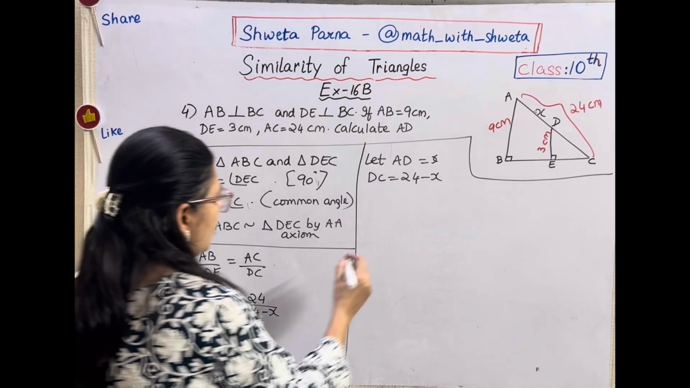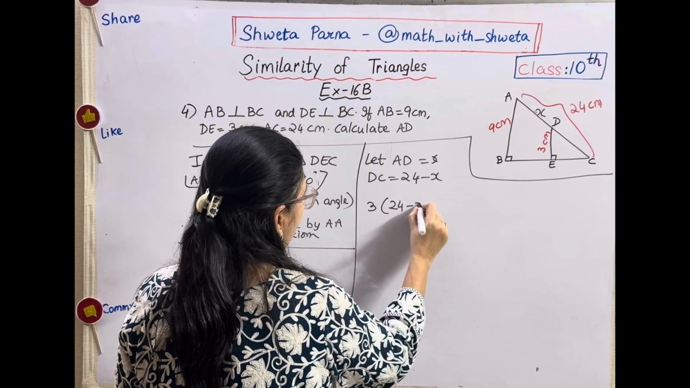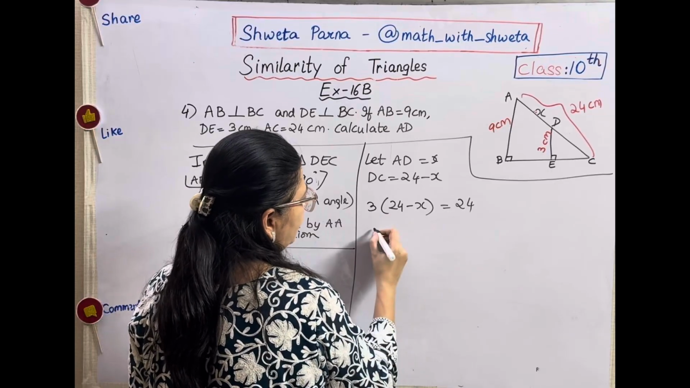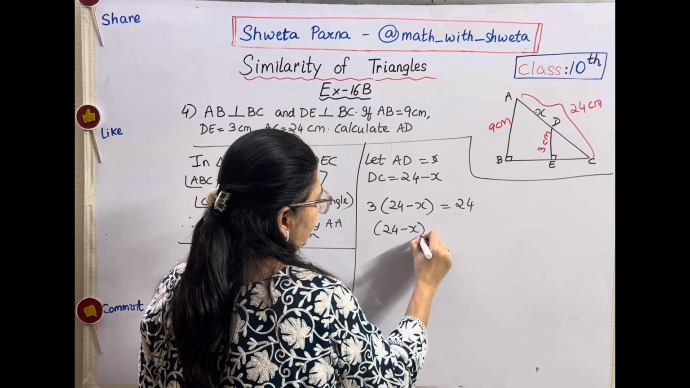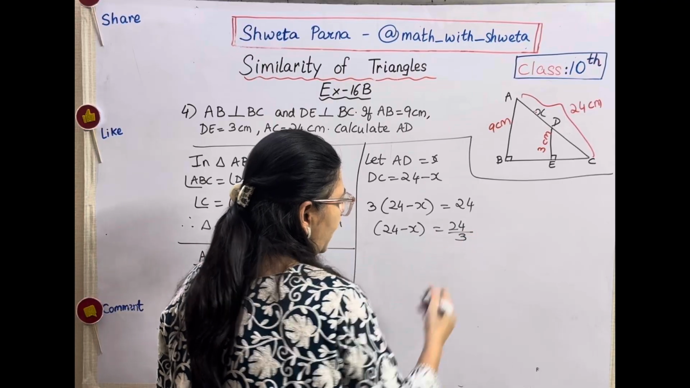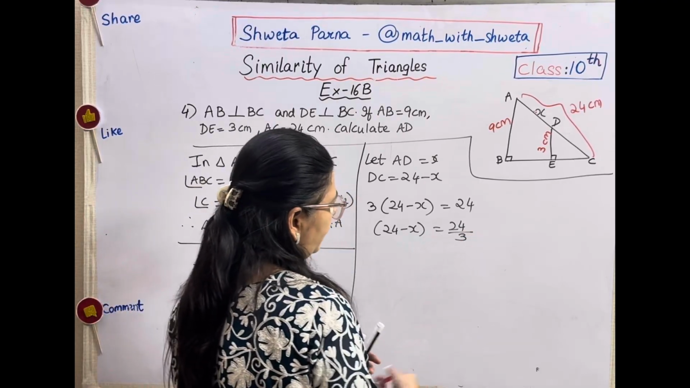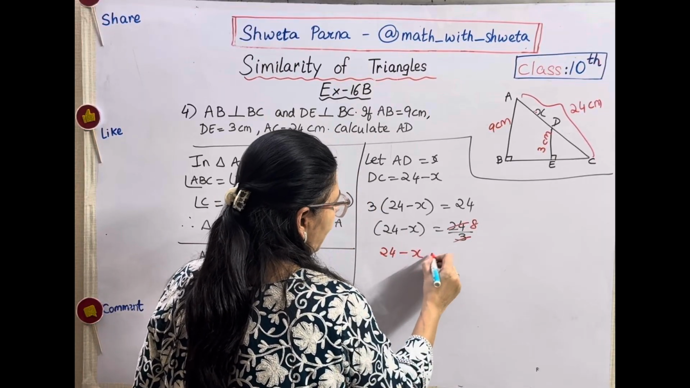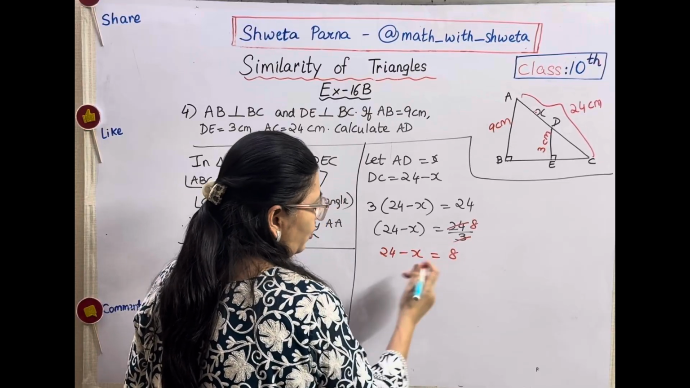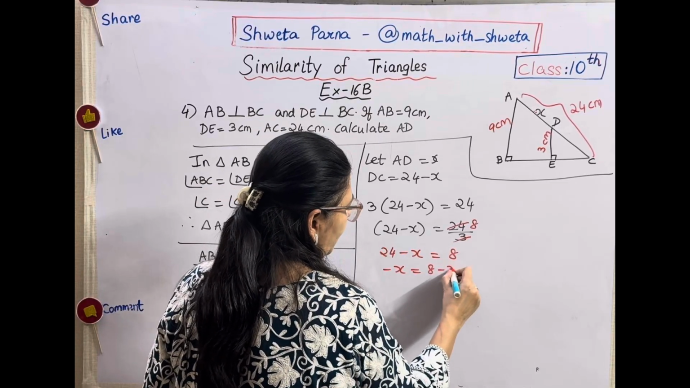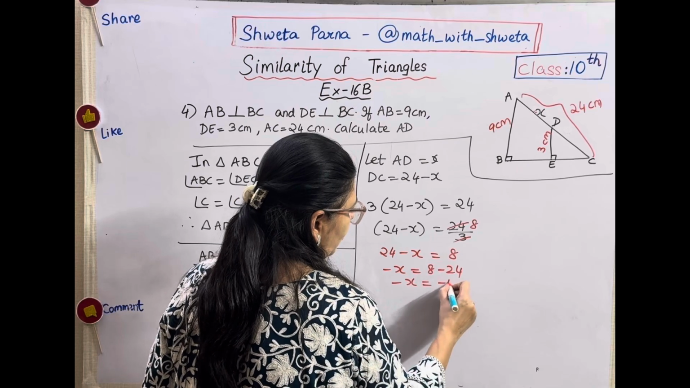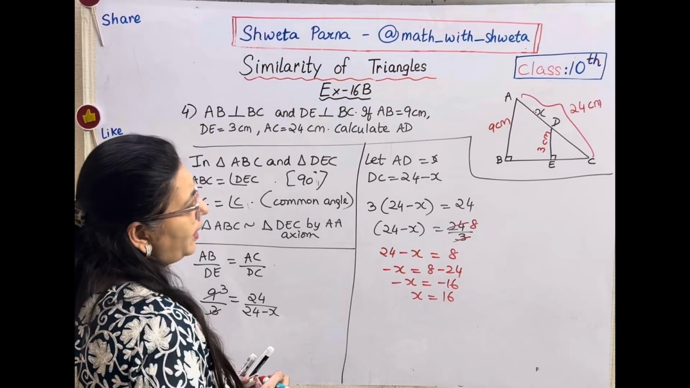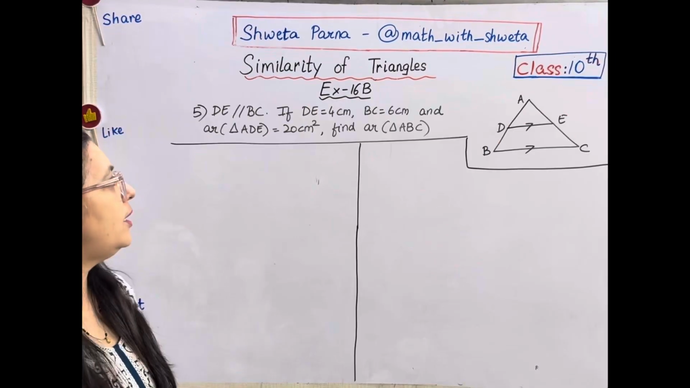Now cross multiply. So 3 into 24 minus X is equal to 24. Okay. Take this 3 to the other side. 24 minus X is equal to 24 divided by 3, which is 8. So 24 minus X is equal to 8. Now take 24 to the other side. Minus X is equal to 8 minus 24. Minus X is equal to minus 16. So X is equal to 16. So you have to find AD. AD is 16.